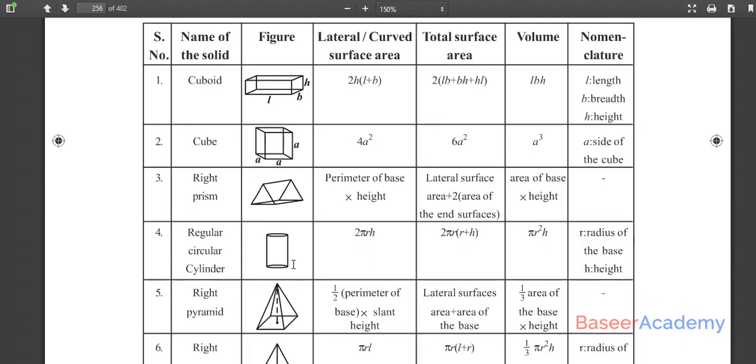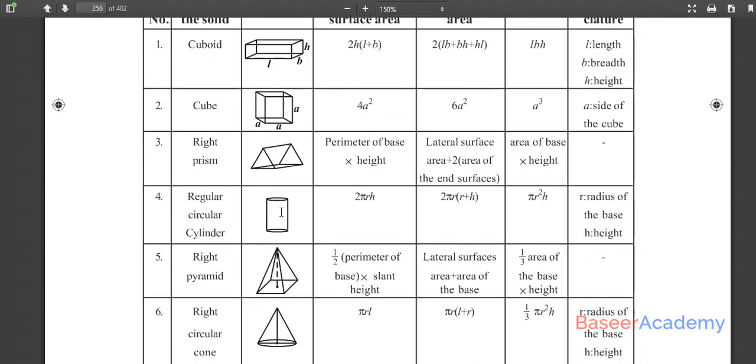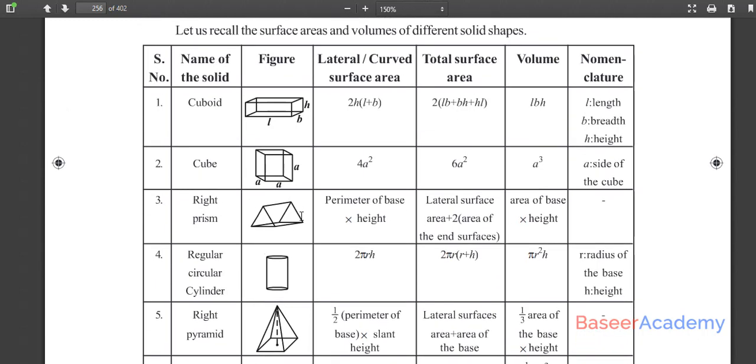Now, if you look at the cylinder, the cylinder does not have any flat surfaces. That's the reason we call the lateral surface area the curved surface area, because it just has a curved figure in place of flat surfaces. So we use the term curved surface area for a cylinder.